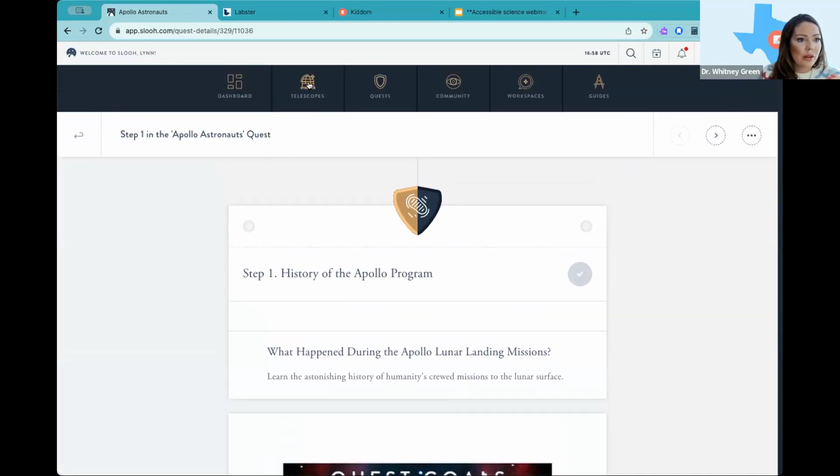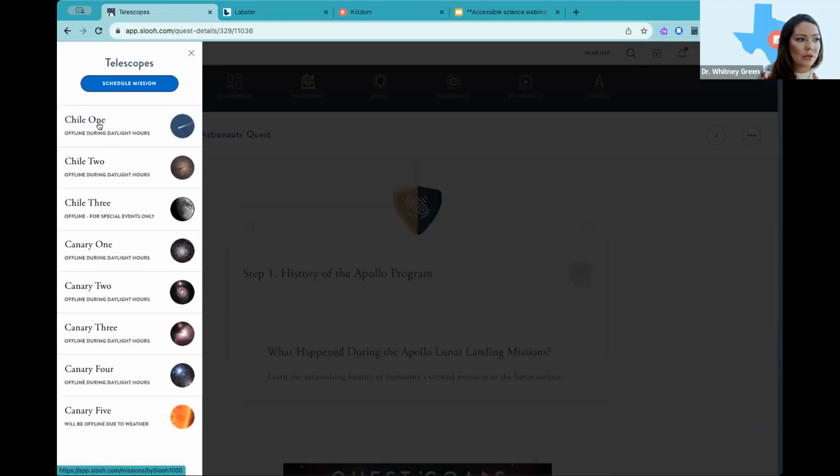And I want to be able to show you guys within the telescopes. Let's just go to some of these. Will be offline due to weather. So it truly is like in real time. I know, I'm like, wow.